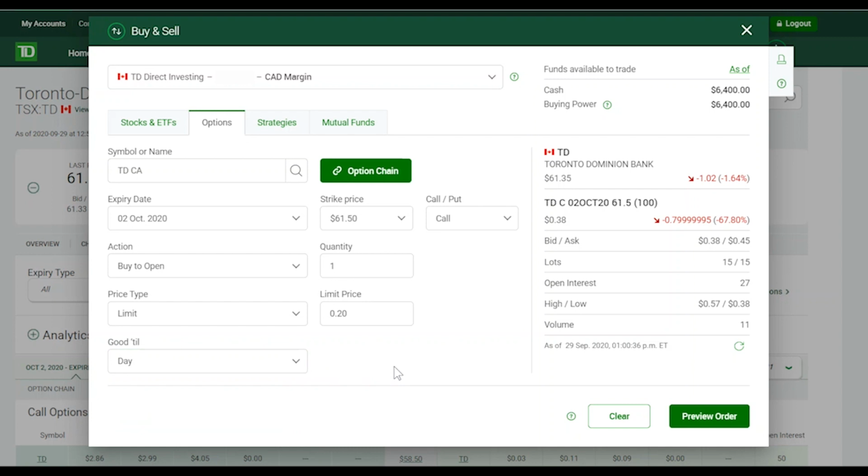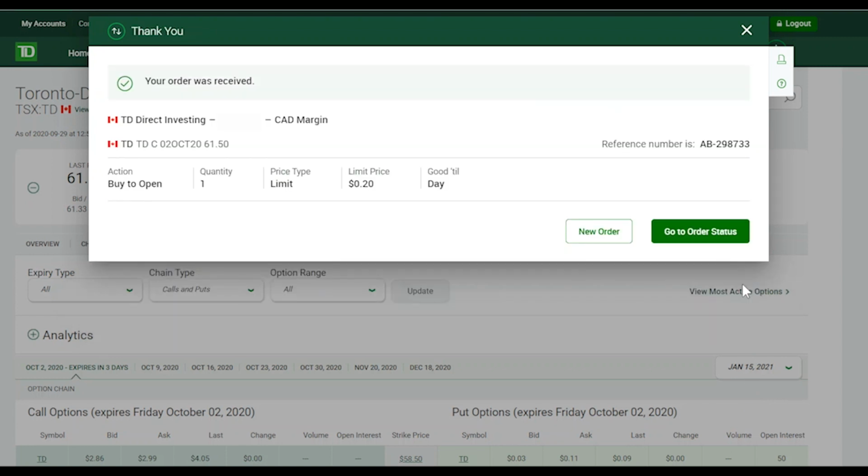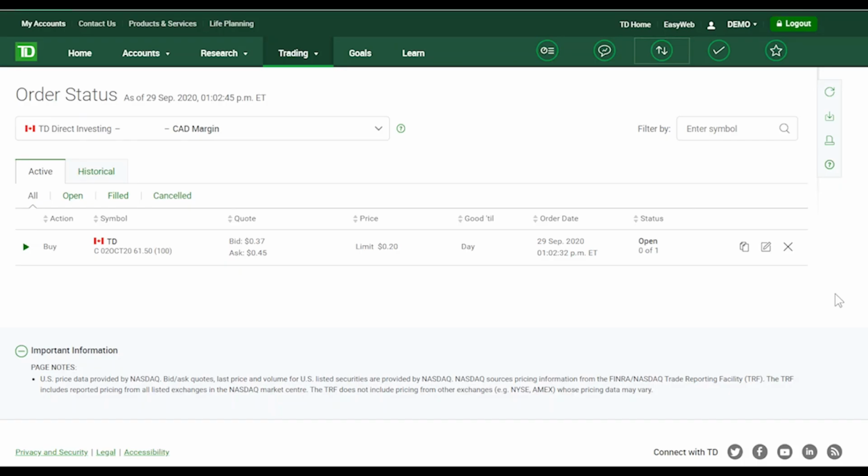Once we're happy with all of our details entered, we'll click on Preview Order. Preview Order will give us a total cost of our order and have a breakdown of the commission as well as the principal of this order. If I'm okay with the details, I'll merely click Send. And that's it. My order is sent. In order to see the status of my order, I can click on Go to Order Status. And here I can change the order or cancel the order or just check the status of the order.